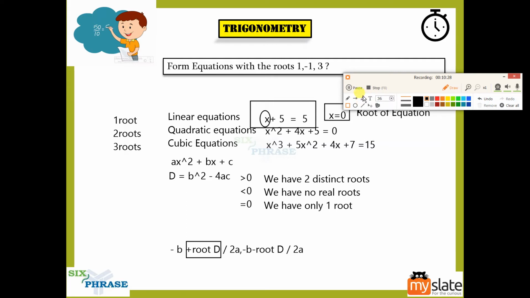So in this case, when b squared minus 4ac is equal to 0, the root is minus b by 2a. That's it. This is the only root that we'll get. Okay, minus b by 2a.